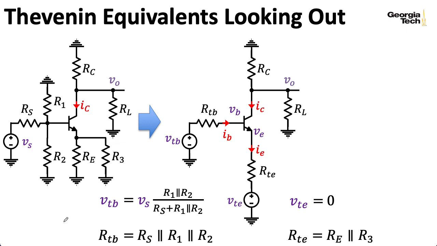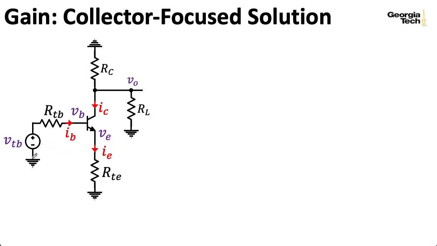I would like to begin our analysis by computing the gain of the amplifier. So I want to know what is VO as a function of VS. So I'm actually going to compute this three different ways. The first way I'm going to compute this focuses on what's happening at the collector. I think this is the most natural solution for this particular circuit, but I will also look at two others.